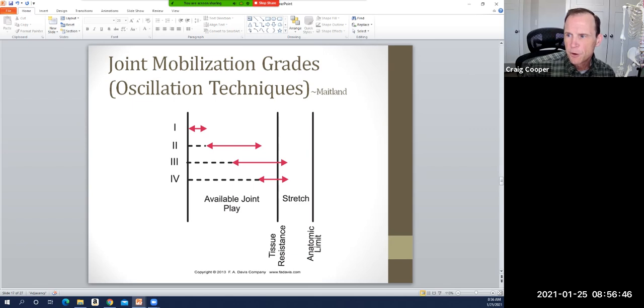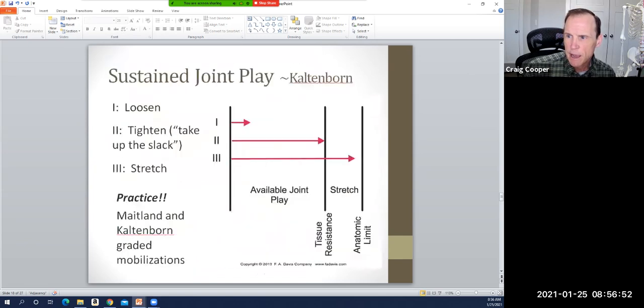So there's our Maitland scores, and those are, again, oscillatory. The other type of scoring that we have is Kaltenborn. That's another therapist that came up with this. I think it's a therapist, not a physician. And these are not oscillatory, they're sustained. So we're applying a gliding force in most cases and then holding it. And so this is really what we do with mobilizations with movement.